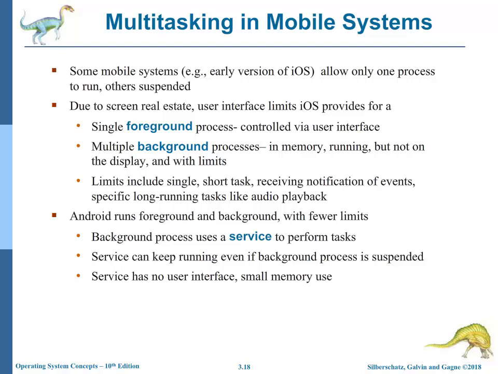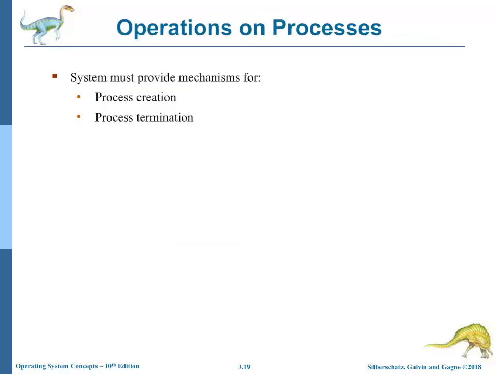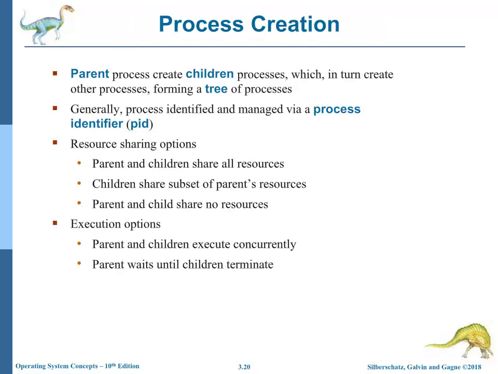The processes in most systems can execute concurrently, and they may be created and deleted dynamically. Thus, the system must provide a mechanism for process creation and termination. During the course of execution, a process may create several new processes. As mentioned earlier, the creating process is called a parent process, and the new processes are called the children of that process. Each of these new processes may in turn create other processes, forming a tree of processes.